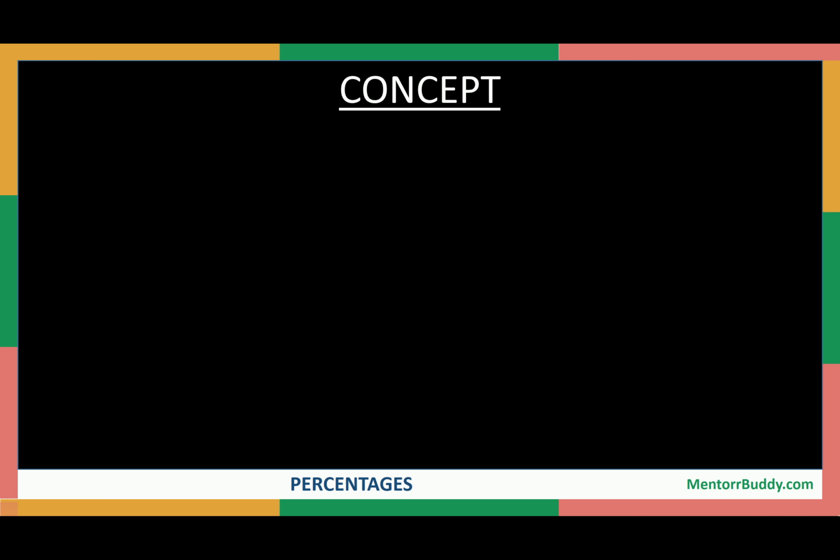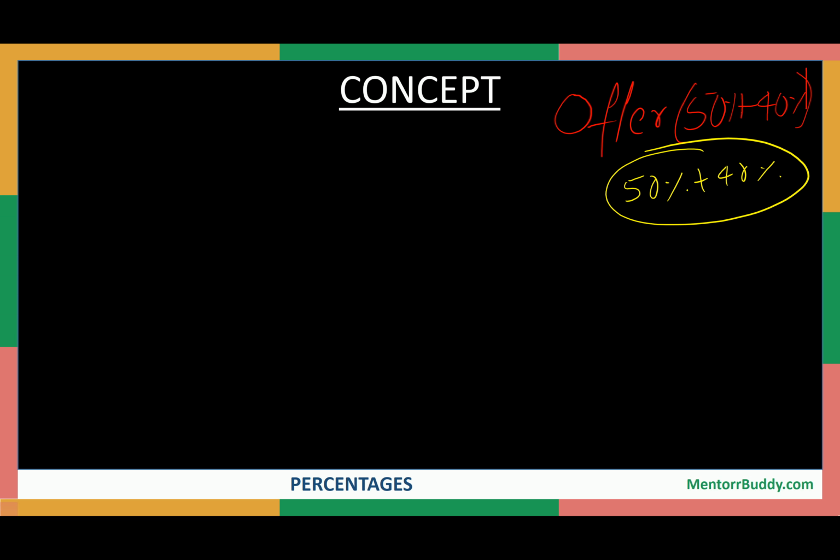Whenever you have visited any malls or any shop, you must have seen something like this: an offer of 50 plus 40% off. This thing you must have seen somewhere or the other. So why are people writing 50 plus 40% off? Can't they write 90% off? This is the thing to notice, right?